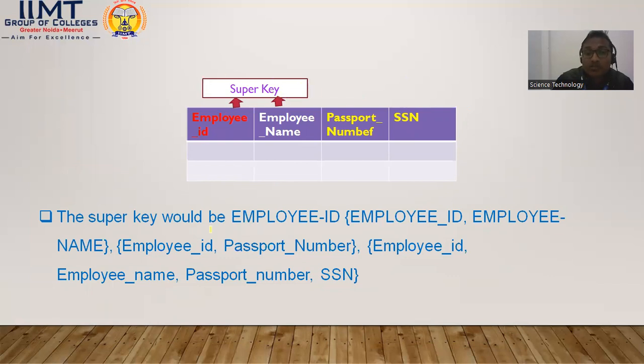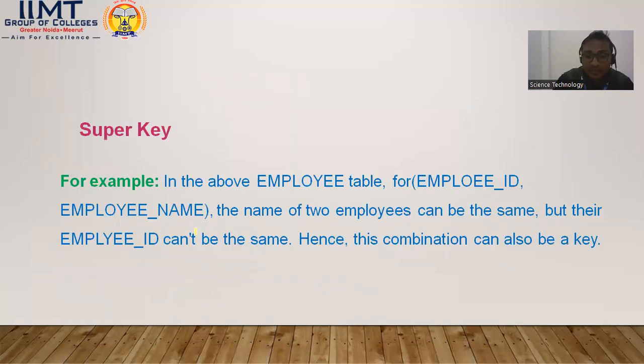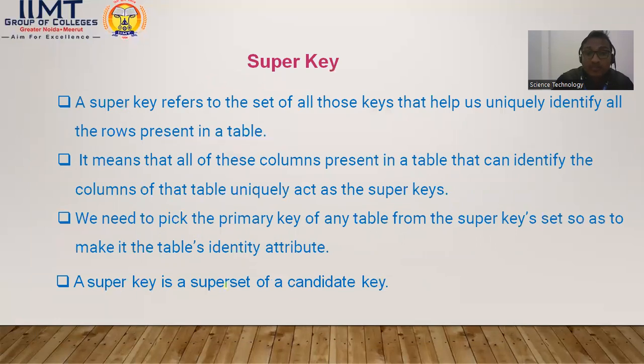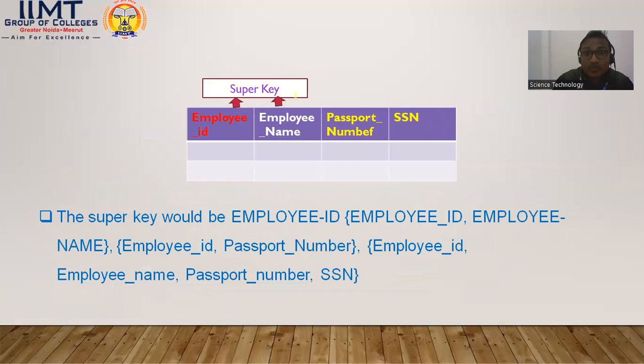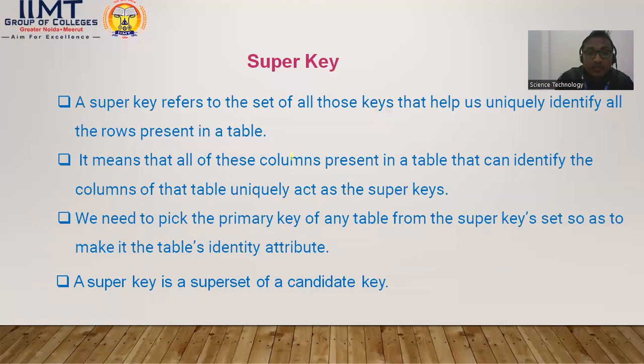We also discussed this in the previous slide. A super key is a superset of a candidate key. If we select the passport number as the primary key, then the remaining, such as employee ID, are also candidate keys. So the super key is a superset of the candidate key.